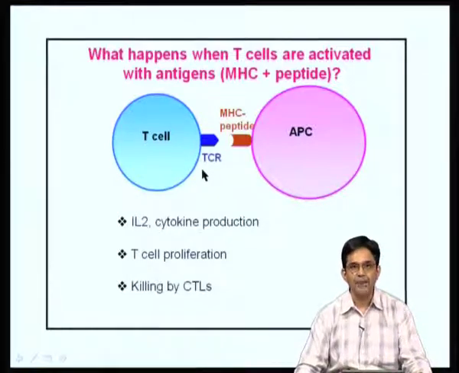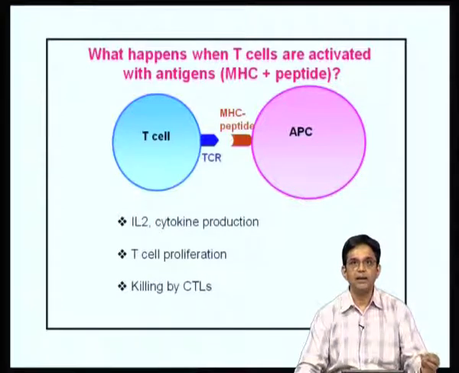So, what exactly happens? Once T cells are activated, they produce IL-2 and other cytokines. IL-2 is an important one because IL-2 is the autocrine T cell growth factor. It is produced by T cells and it helps them proliferate. This process is also important for the killing of target cells by cytotoxic T lymphocytes, and we will discuss this in a little bit greater detail in the subsequent slides.